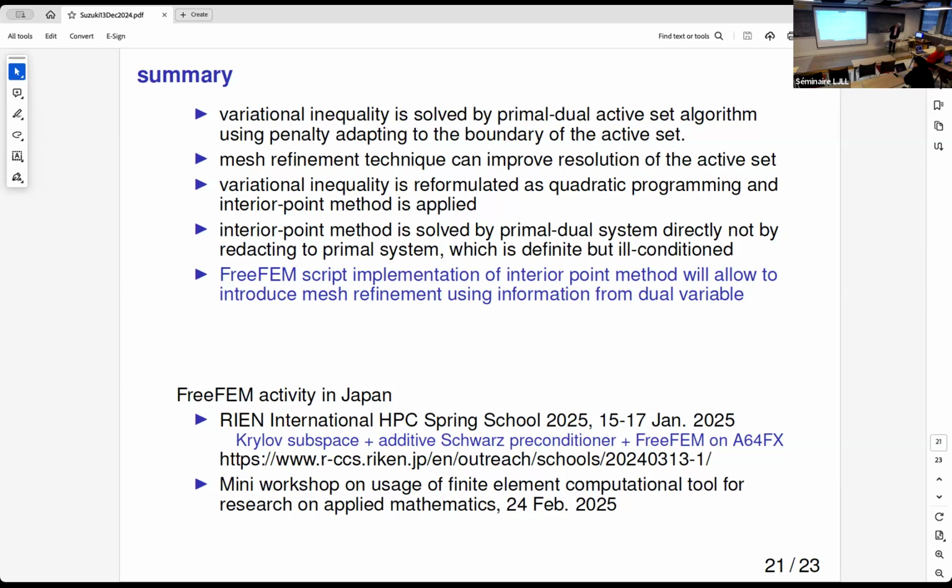People who join the lecture enjoy it. And I have another meeting in the middle of February. It's a small workshop, only in Japan, but it's an activity in Japan. Thank you for your attention.